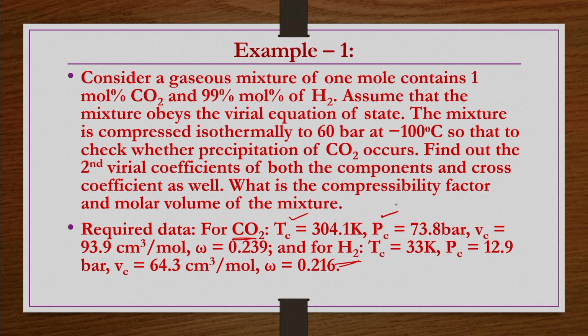So, we need the data. Data is given for CO2 as well as H2: Tc, Pc, Vc and omega are given for both components. This is more than sufficient to find out B_CO2 and B_H2, and similarly B_CO2-H2, the cross coefficient. This information is sufficient, so that is what we are going to do.